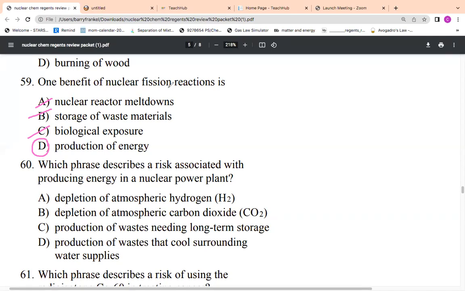So we are looking for a risk now, not a benefit. Okay. Depletion of atmospheric hydrogen. This has nothing to do with it. Depletion of atmospheric carbon dioxide. Again, nothing to do with it.